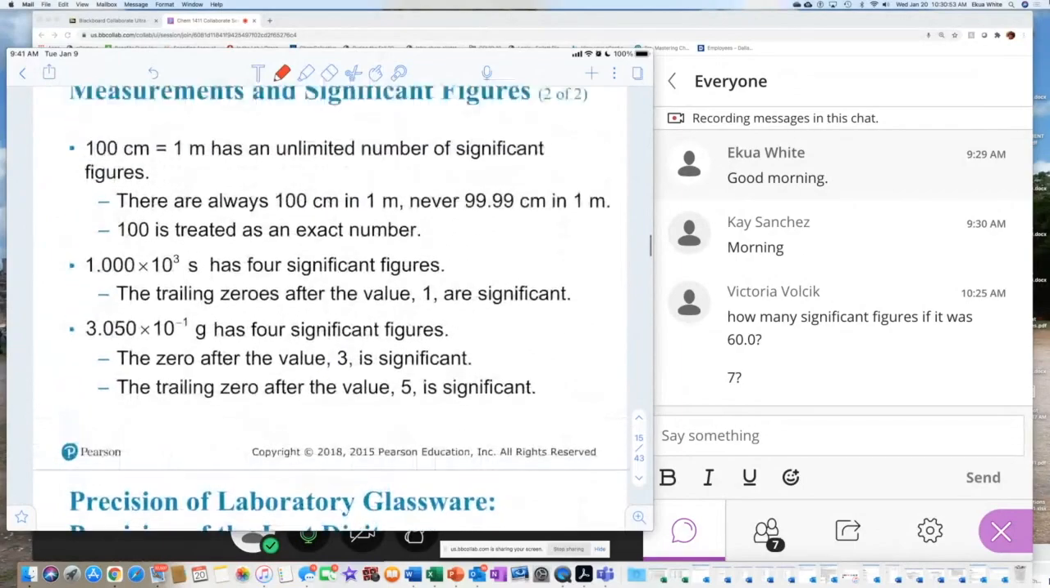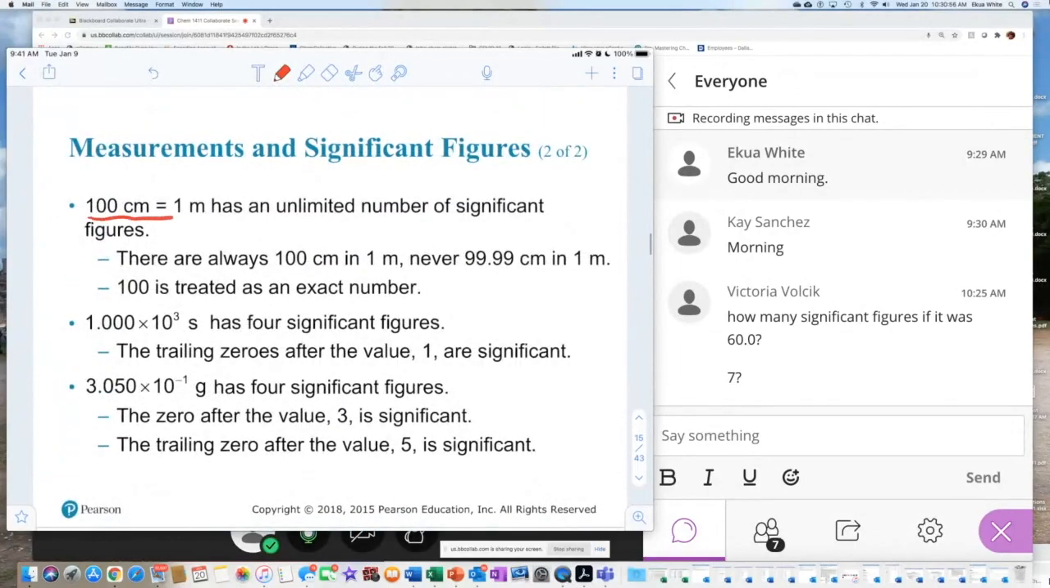Then they're telling you with this one here, when you have an exact number, right? Remember the exact number, this will always be that number. 100 centimeters will always make 1 meter. This number is exact. Because it's exact, it has unlimited number of significant figures. We don't really have to round this up or down. So we're told there are always 100 centimeters in 1 meter, never 99. So 100 is treated as an exact number. We don't do significant figure rules on these exact numbers.